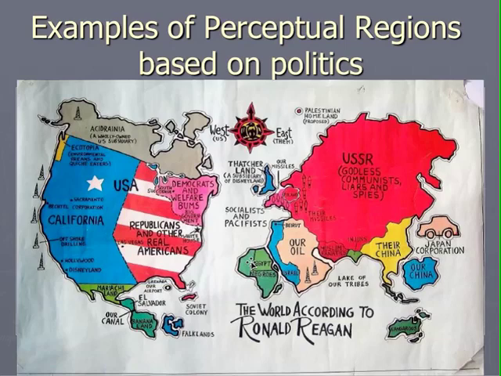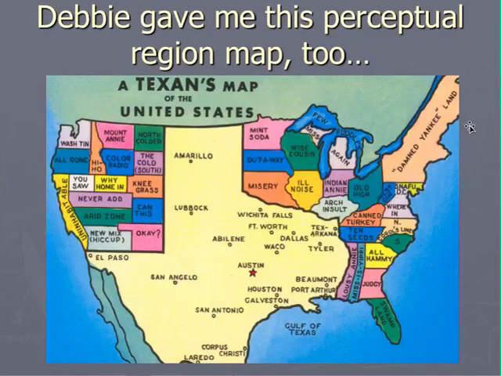All right, examples of perceptual regions based on politics. So here we have the USA, and then here, of course, is the USSR. This was during the 1980s. We were obviously the two most important countries in the world, and all of these other countries, not so much. All right, so another perceptual region. So if you're a Texan, this is how we feel, supposedly. So it looks like we take about half the state. So again, just an interesting view on what perception can lead to.